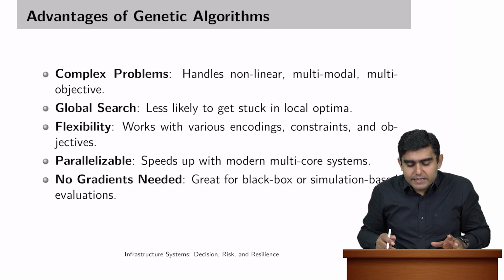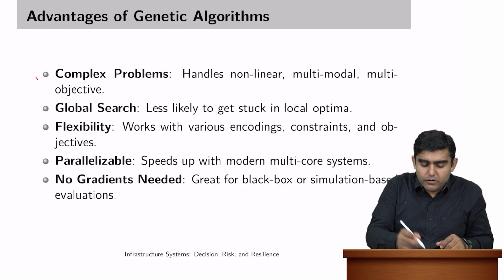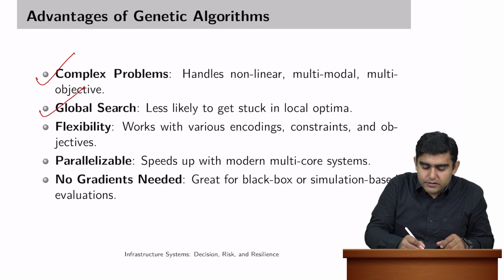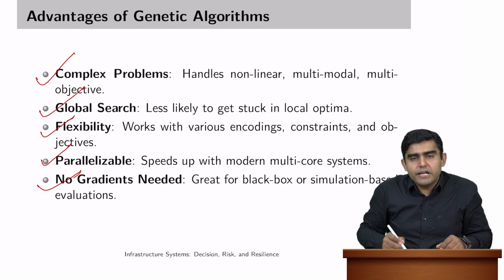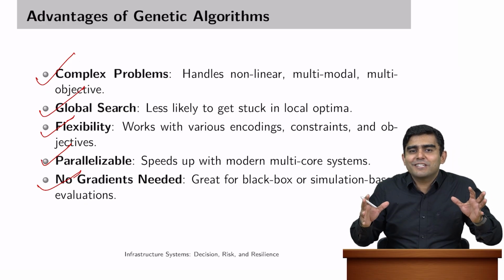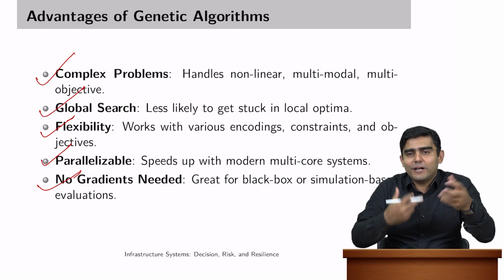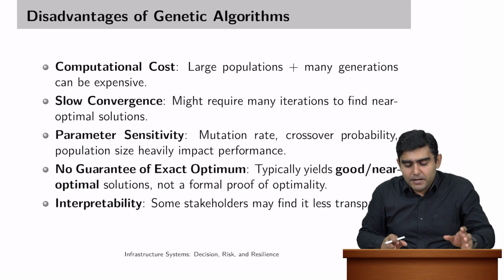So now you already see that whatever I spoke in verbatim, that this is good for complex problems, good for global search, has flexibility, is parallelizable, no gradients needed, all of them were demonstrated here. Because our idea is to generate as diverse of a genetic pool as possible, keep on finding the best representatives and settle for the maxima.